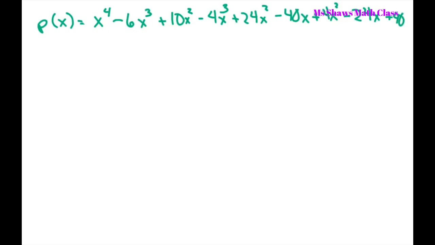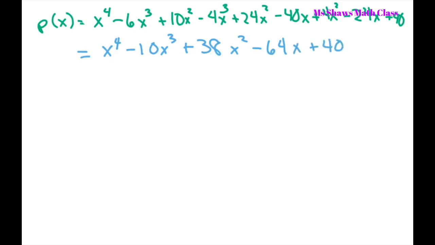And that simplifies to x to the fourth minus 10x cubed plus 38x squared minus 64x plus 40. Hopefully I did that right.